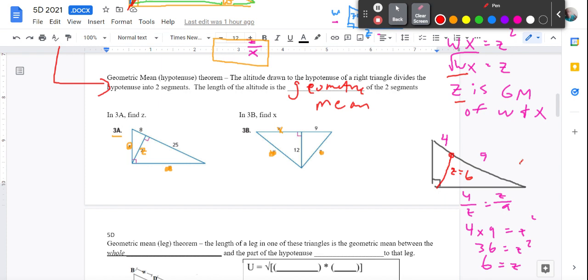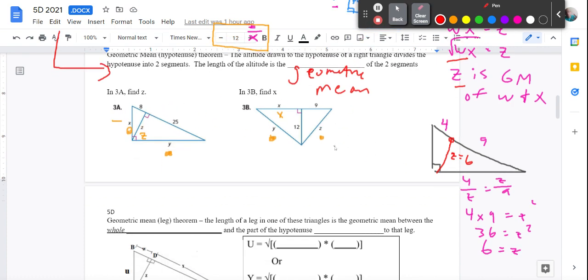All right, so that's the geometric mean hypotenuse theorem. When the hypotenuse is divided into two pieces, you take the geometric mean of those two pieces and you get the altitude. All right, so you could try 3A and 3B out there.